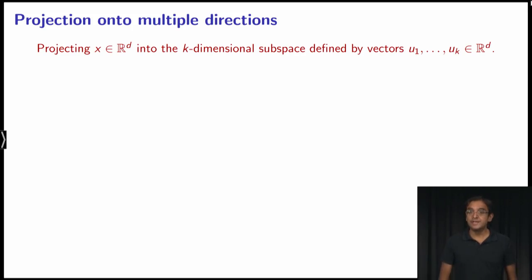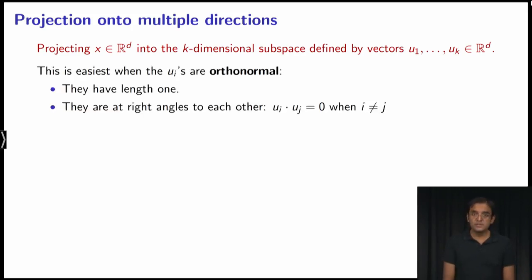So suppose we choose k different directions now, u1 through uk. What does it mean to project onto those directions? This question is easiest to answer if the directions satisfy certain properties, in particular if they are orthonormal. So this means two things. First of all, the directions u1 through uk should all have length 1. That's easy to manage. And second, they should be at right angles to each other. They should be orthogonal to each other. Their dot products should be 0. And that's also something that's easy to generically manage. If these conditions hold, then the projection is very simple.